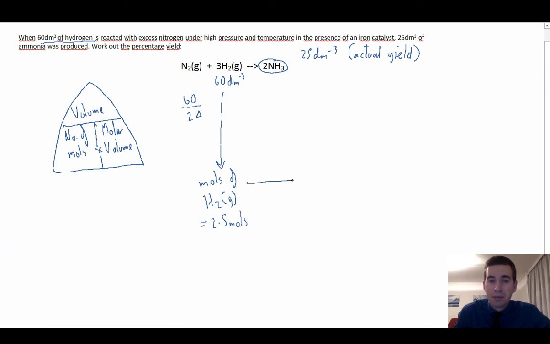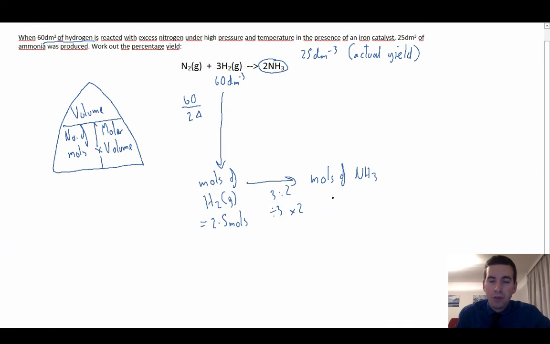Okay, next step. We need to convert this to moles of ammonia. Hopefully you can remember how to do this. You just use the molar ratio, which is 3 to 2. So divide by 3, multiply by 2.